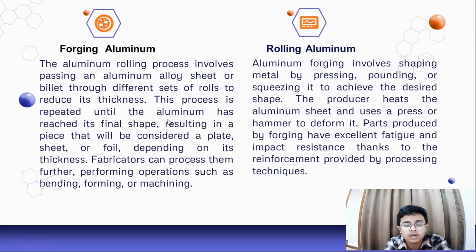And the last, forging aluminum. Aluminum forging involves shaping metal by pressing, bending, or switching its shape to the desired shape. The procedure heats the aluminum and uses a press or hammer to deform it, and parts produced by forging have excellent fatigue and impact resistance thanks to the reinforcement provided by processing techniques.